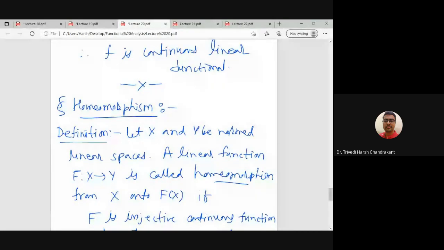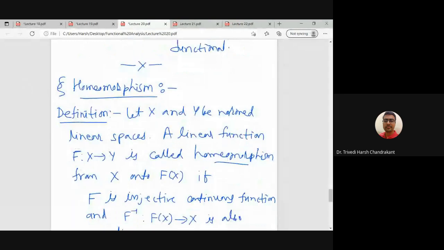Okay, so then we discussed homeomorphisms. A homeomorphism is a map which is continuous, and its inverse is also continuous from the range. And the first condition for existence of inverse is that the function should be injective. So that condition is very important. The function should be injective, and we are discussing linear functions.